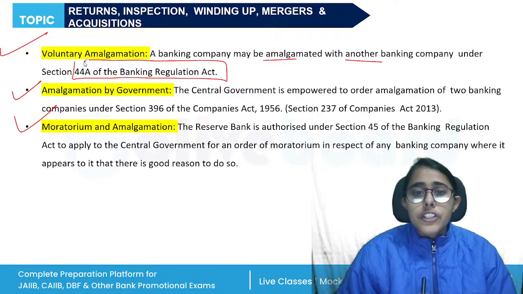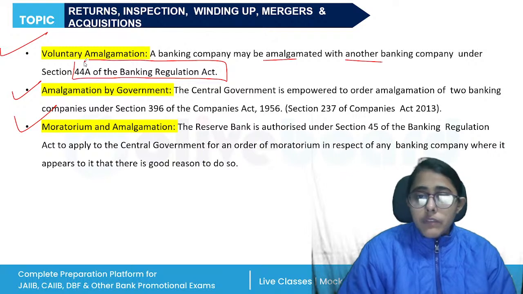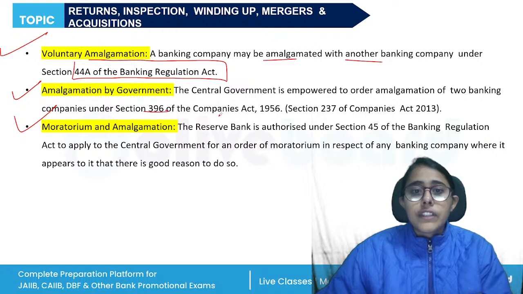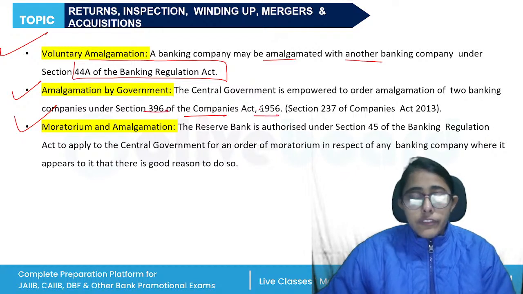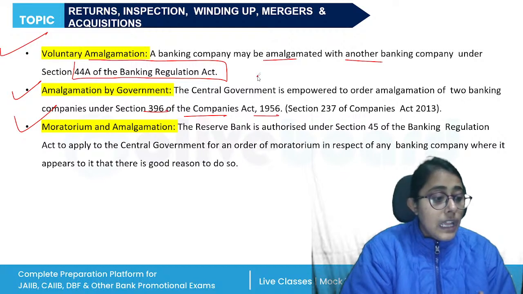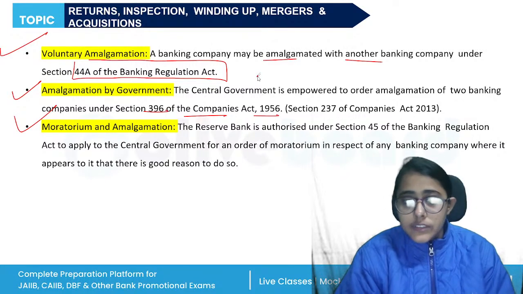Then amalgamation can also be done by the government. So the central government is empowered to order amalgamation of two banking companies. This is under Section 396 of the Companies Act 1956. Again, this decision of the central government has to be in consultation with the Reserve Bank.